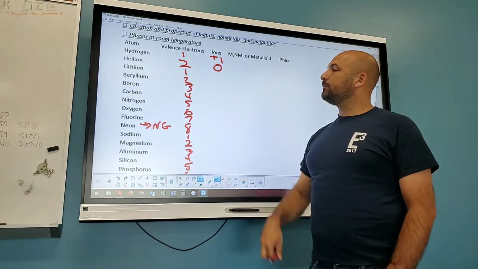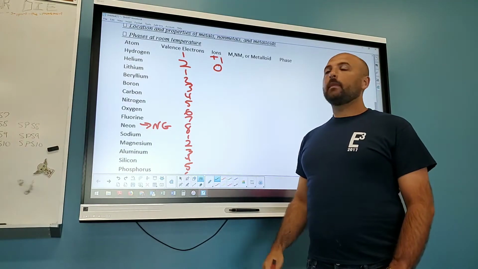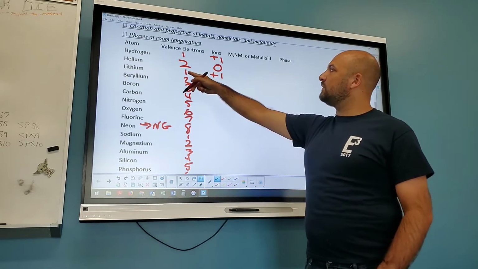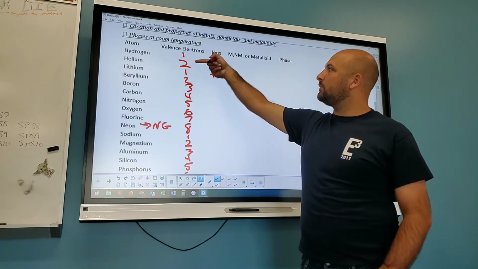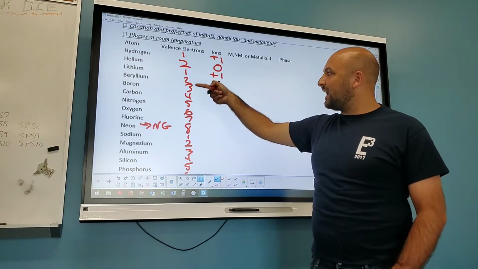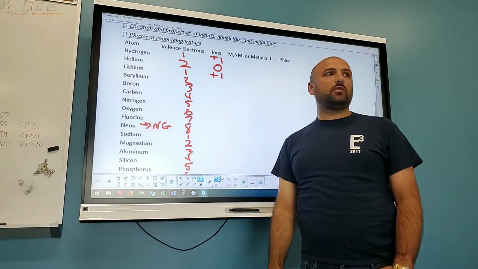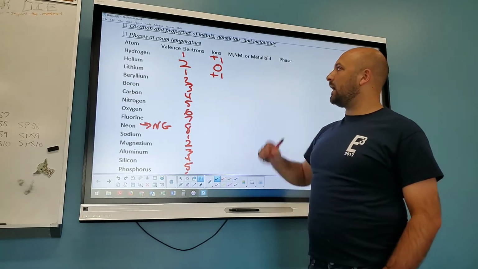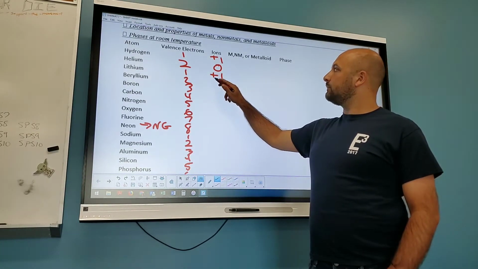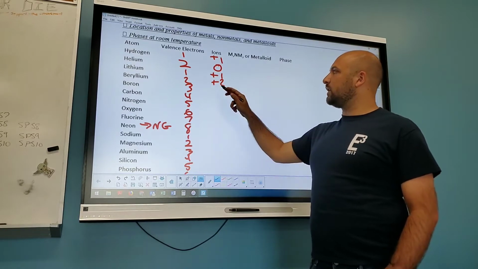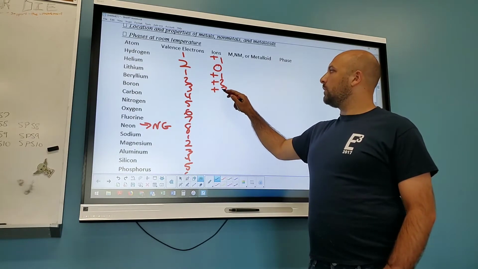Now, what about lithium? That's going to give up this electron. It's easier to give up this 1 extra electron and become stable like helium as opposed to gaining 7 new ones. That's a lot of energy, a lot of time. So it's easier to give that 1 up to be happy. What about beryllium? Plus 2. It's giving up those 2 electrons. Boron? Positive 3. Carbon?